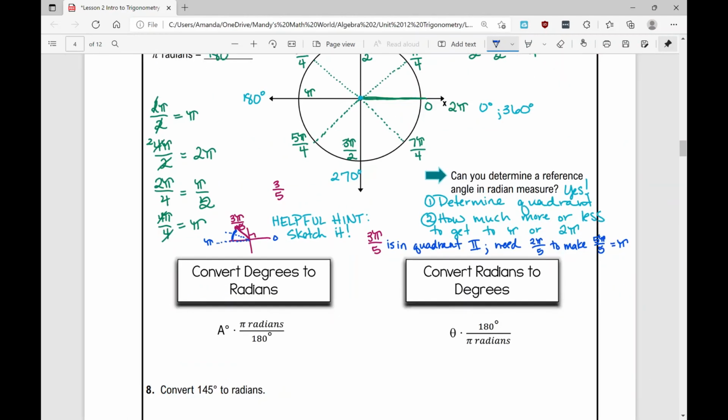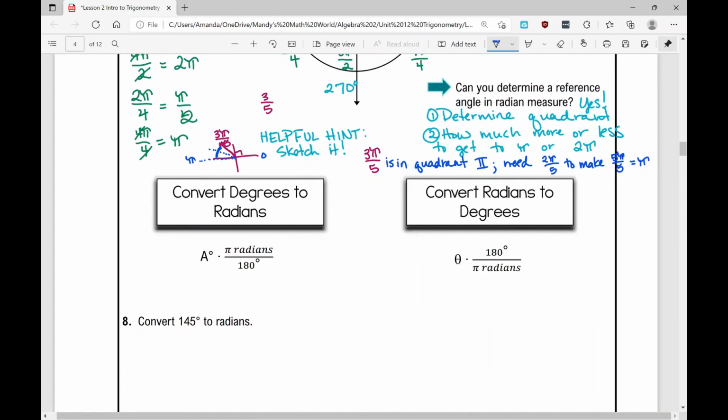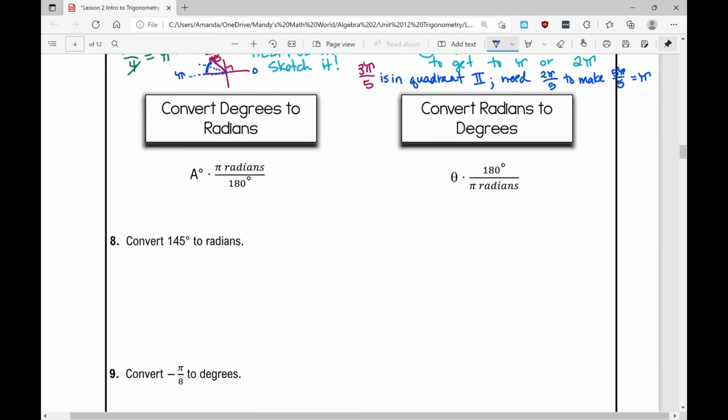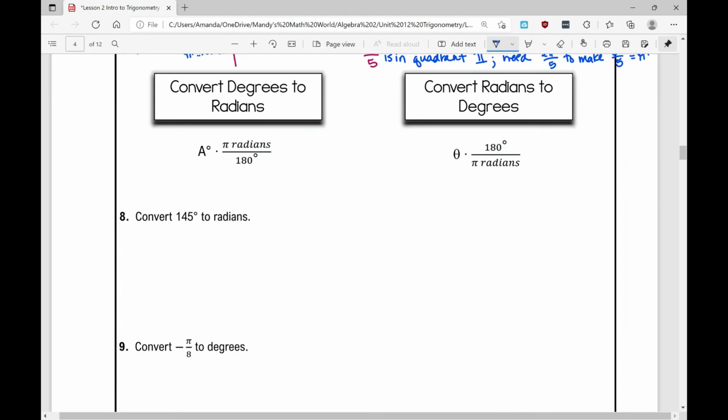And the last little bit in today's lesson, we're going to be converting degrees to radians and radians to degrees. So in today's assignment, you're going to be referencing your notes a lot. What do I need to do in this part? Just reference your notes.